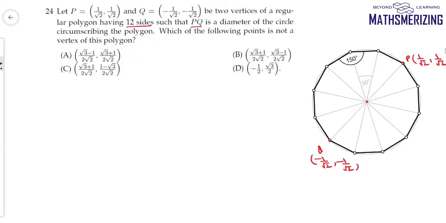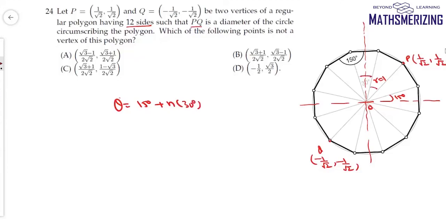Now this point, the midpoint, will be at origin. Now if I calculate the radius of this circle, it is simply 1. Now if I draw the axis, then this angle is 15 degrees. Any vertex on this polygon must have an angle which is 15 degrees plus n into 30 degrees, because the angle between any two successive vertices is 30 degrees.